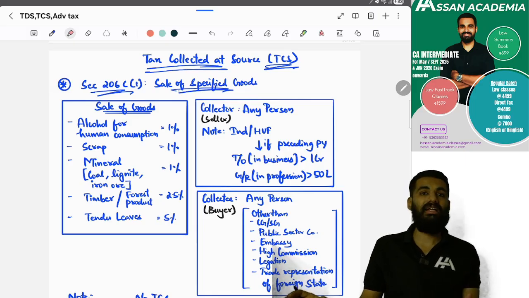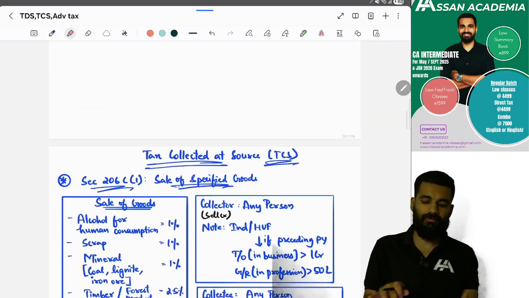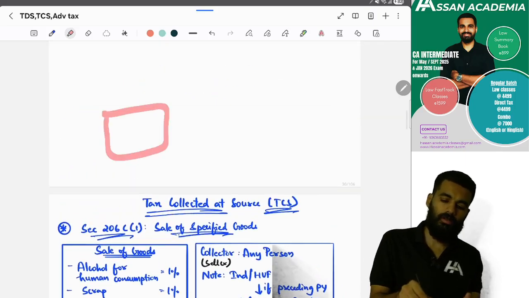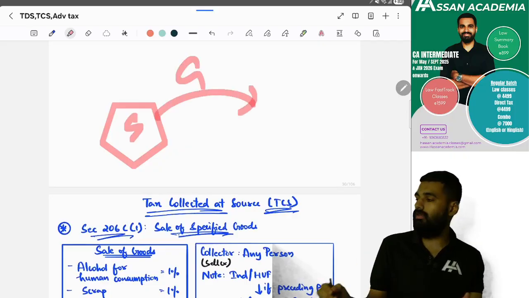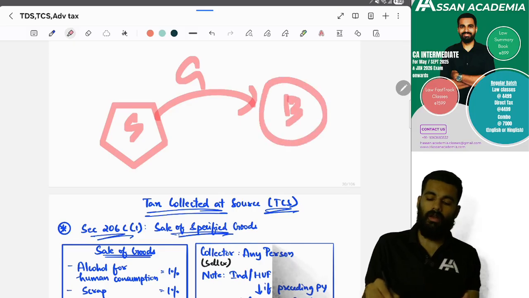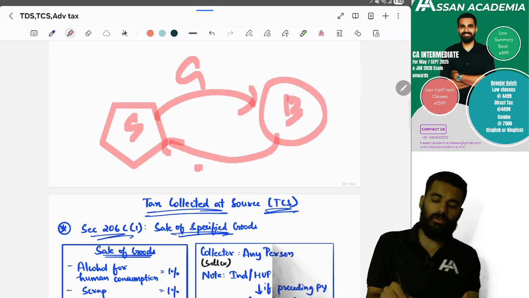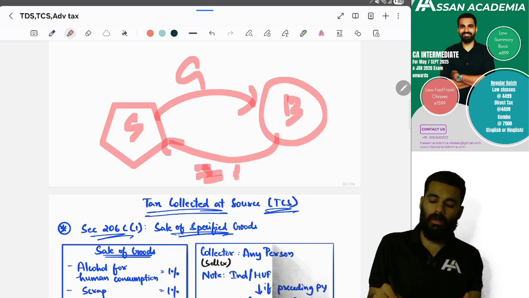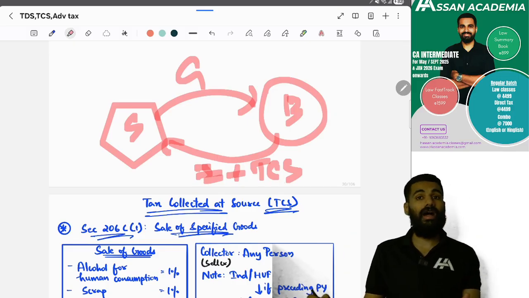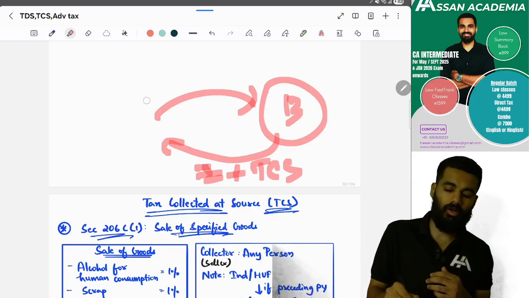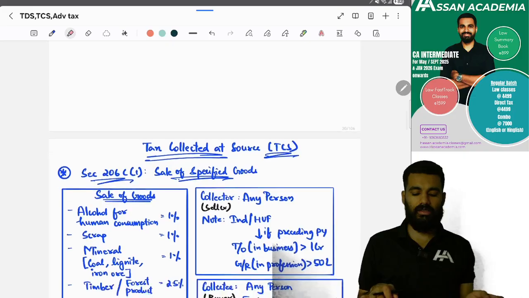TCS, tax collected at source. Tell me, sir, what is TCS, by the way? If the seller is giving goods to the buyer, the buyer will give some money. Along with this money, the seller has to collect tax. This collection of tax is called TCS. From that money, he should also collect tax. This is called TCS. Yes or no? Yes.